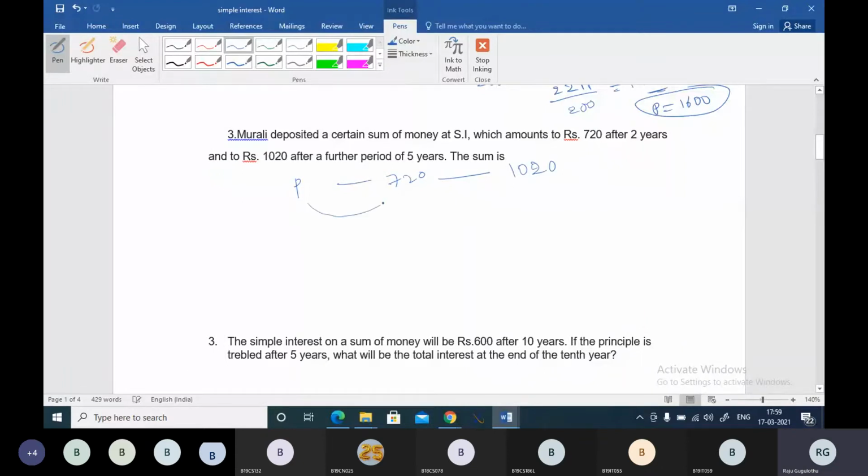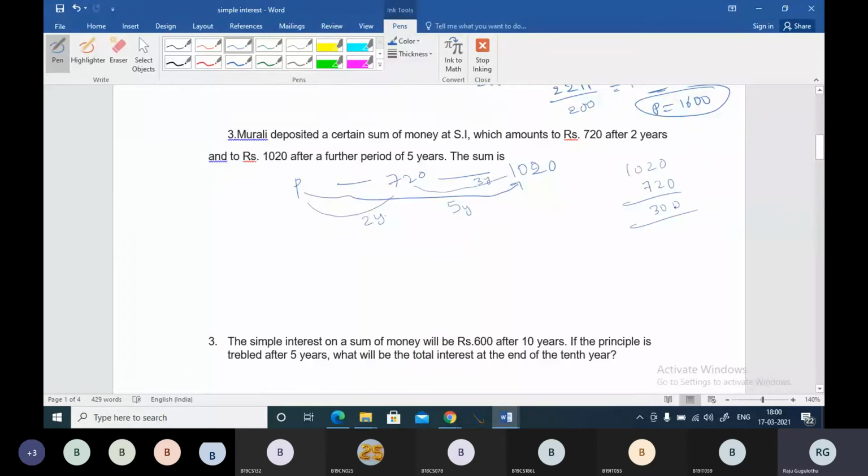This principal is becoming 720 in 2 years, and that principal is becoming 1020 after a further period of 5 years. So the total period is 5 years, boss, from here to here, but from here to here the period is 3 years. You know one fact: every year simple interest will be the same. So let me find 1020 minus 720, which is 300. 300 will be the difference.